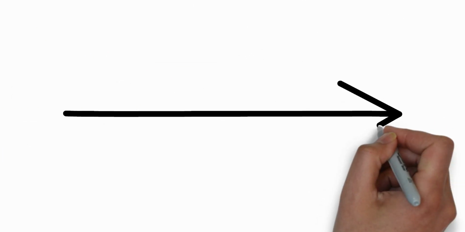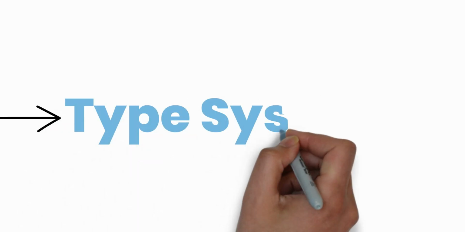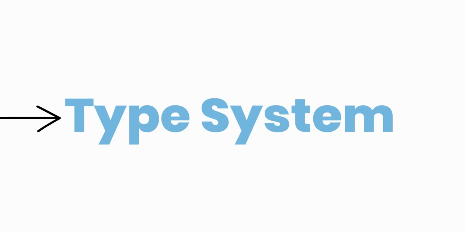The key feature of TypeScript is its type system. Hence the name TypeScript. It adds a layer of static types to JavaScript, which helps developers catch potential errors at compile time rather than runtime. This improves code quality and reduces bugs. So what is a type system?